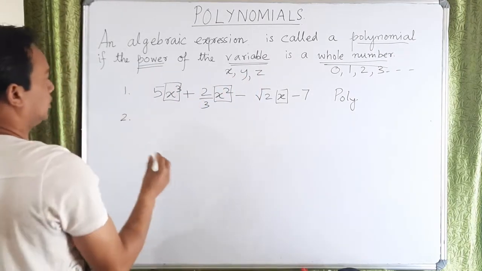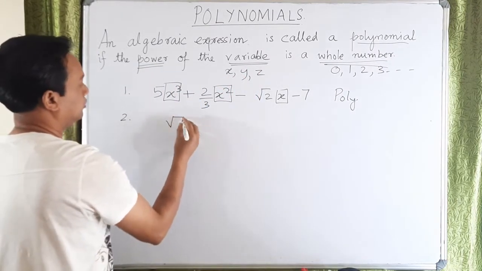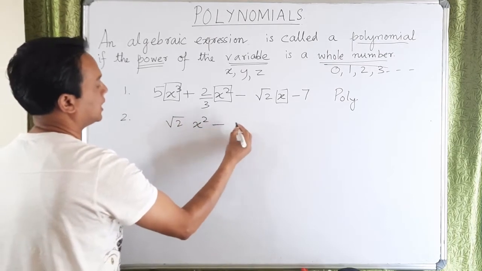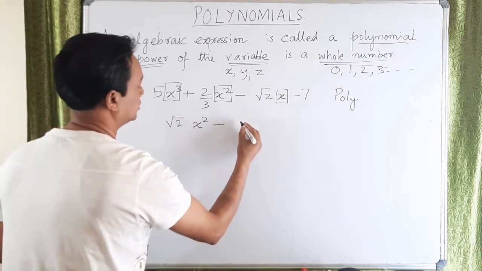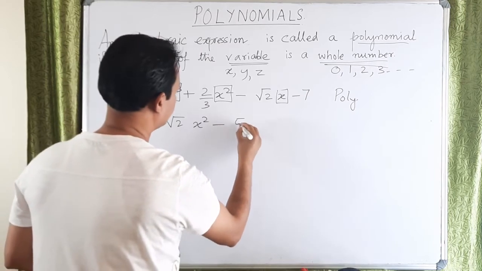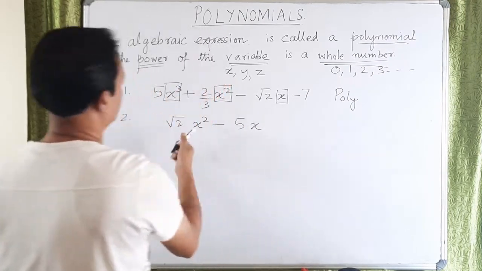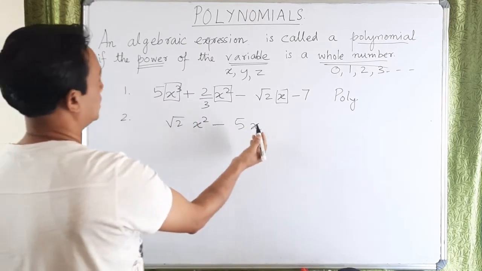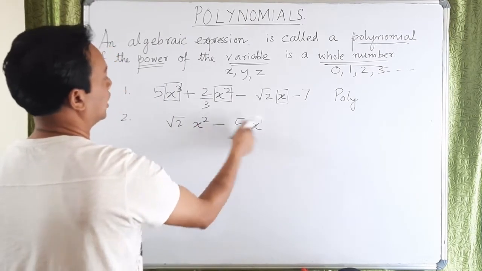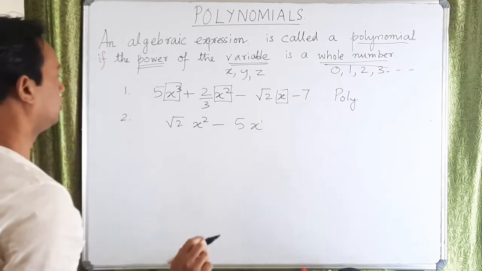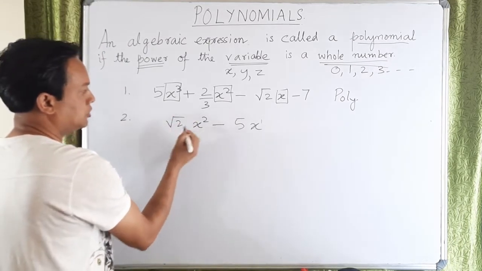Let me take another example. Say we have root 2 x squared minus, say any number, 5 x. If you look at the power of x here, both are whole numbers, so it is a polynomial. We don't have to worry about these numbers which are in front.